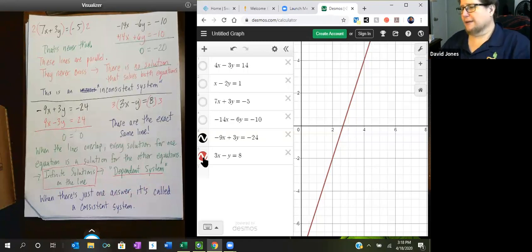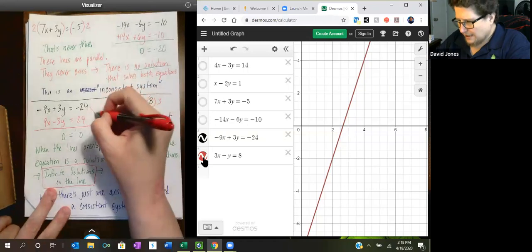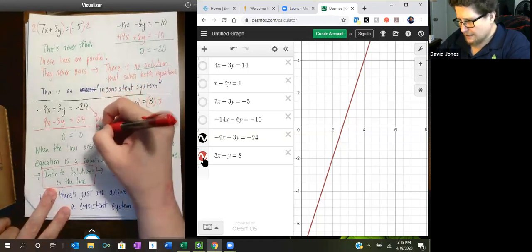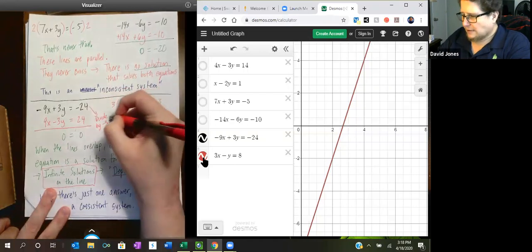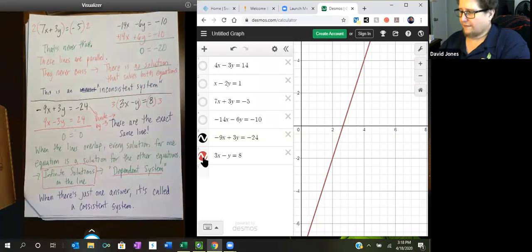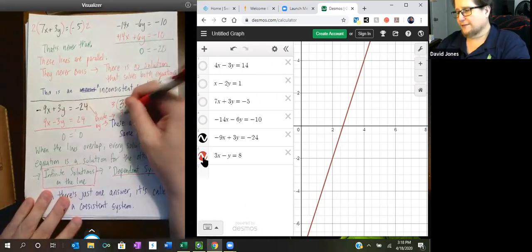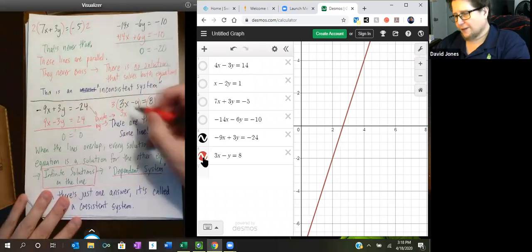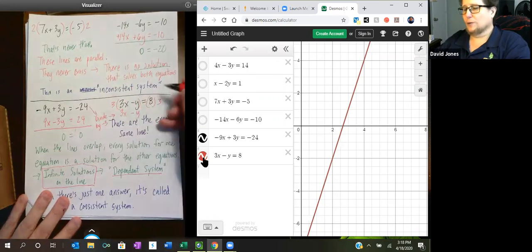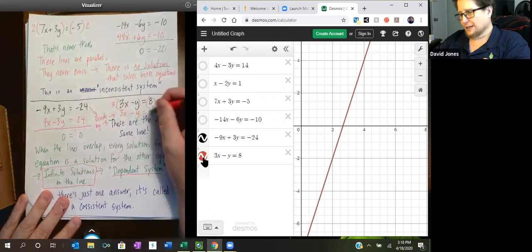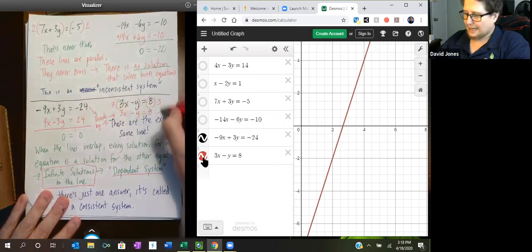Notice what would have happened if I had done this. Divide by -3. If I do that, -9 divided by -3 is +3. 3 divided by -3 is -1. And -24 divided by -3 is +8. It's the same line.